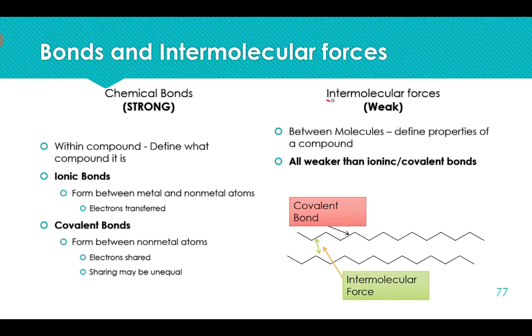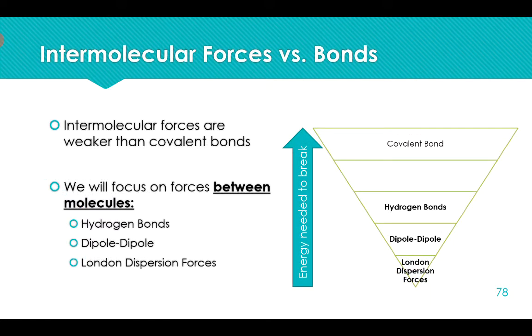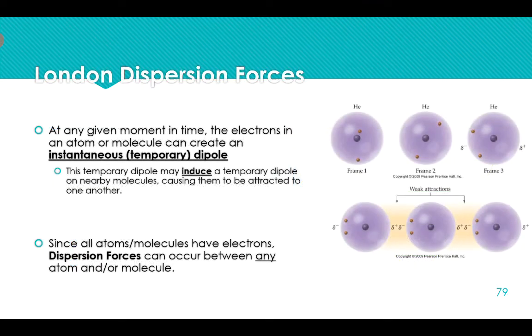Intermolecular forces literally mean between the molecules. So between two molecules is an intermolecular force of attraction that is much weaker than ionic or covalent bonds. Much, much weaker. So we are going to be focusing on these three intermolecular forces, which are all much easier to break than a covalent bond. Hydrogen bonds are the strongest intermolecular force. Dipole-dipole forces are the middle ground, and then London dispersion forces are the weakest. We'll start with London dispersion forces.